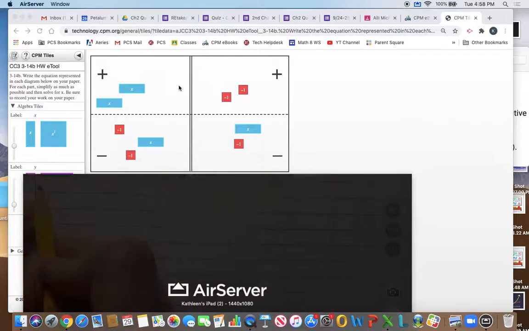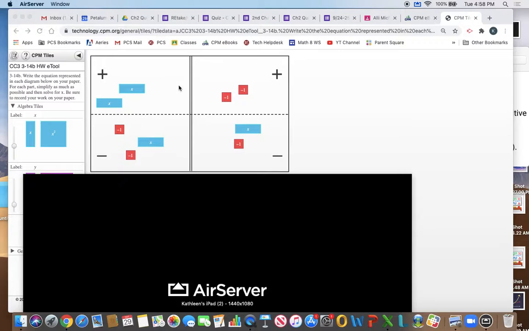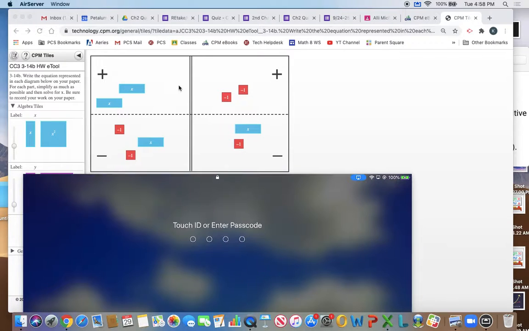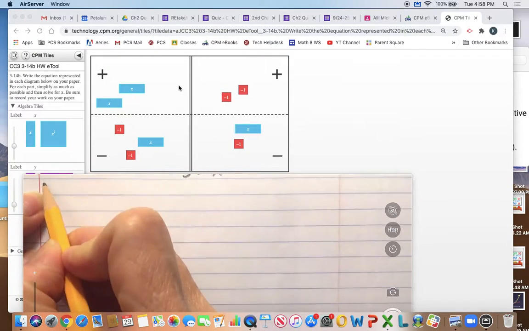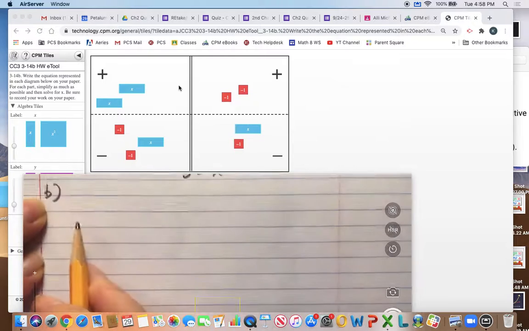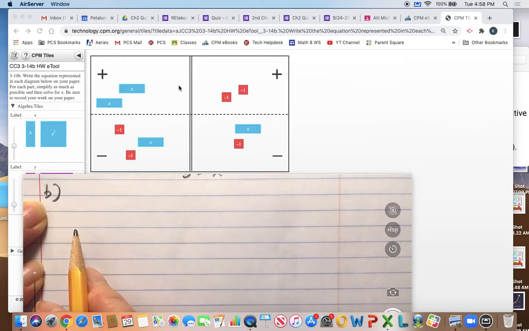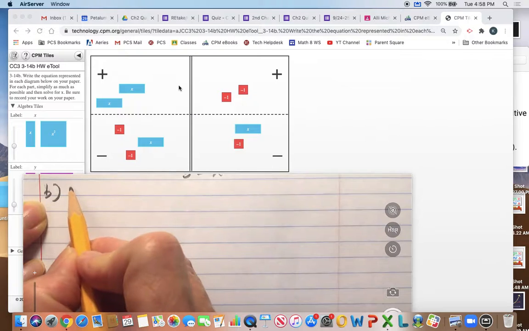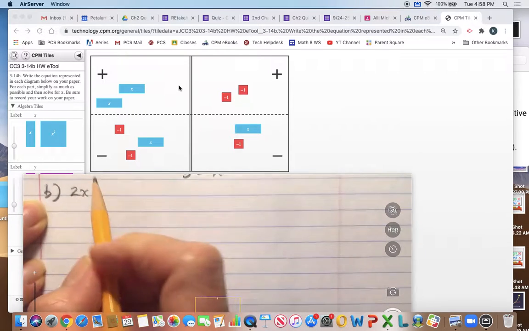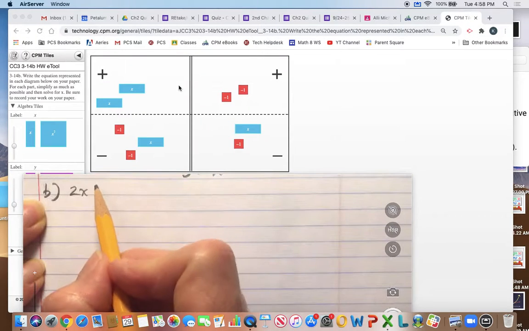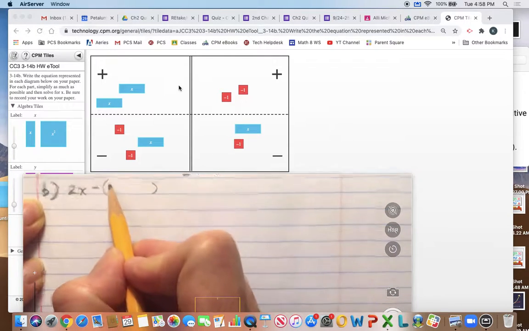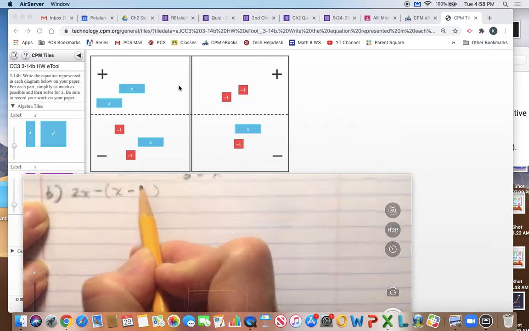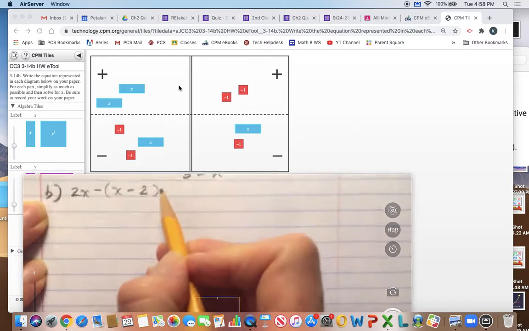So we are going to do B. All right, so I'll write that down. And it looks like on the top, on the left, we've got 2x. And then in the negative area below, so negative sign and parentheses, we've got a positive x, and we have two -1 tiles, so that's -2.